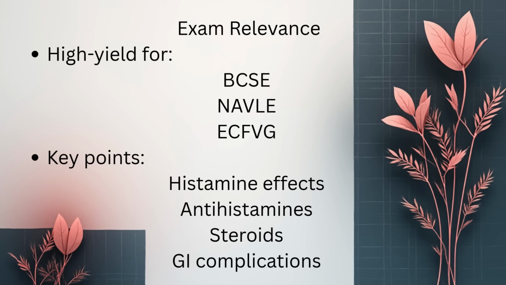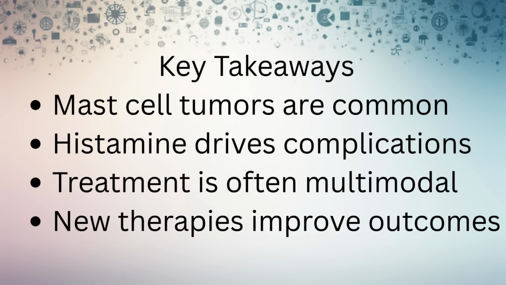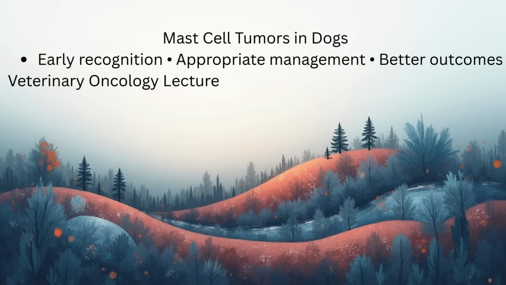For exam purposes, veterinary students need to understand the histamine effects of mast cell tumors. Also, the student needs to know the reasoning for using antihistamines and steroids as part of the treatment protocol. The student also needs to be aware of the gastrointestinal complications of mast cell tumors. The most important key points of this lecture are that mast cell tumors are common, histamine drives complications, treatment is often multimodal, and new therapies improve outcomes. For mast cell tumors in dogs, early recognition and appropriate management produce better outcomes.